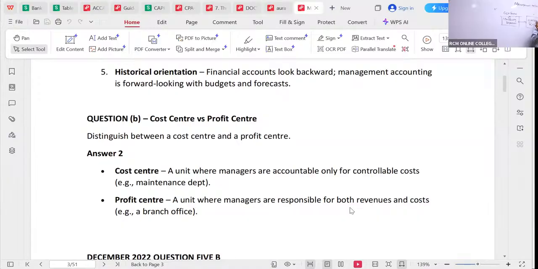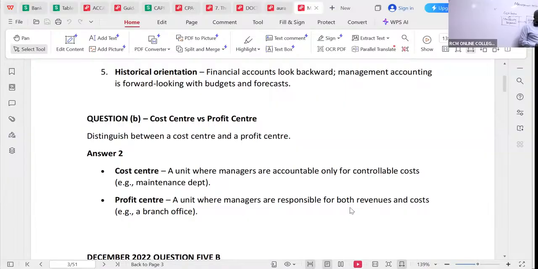So a cost center, as we are reading there, is a unit where managers are accountable for controllable costs. Even if you forget the word controllable, you say that we will only be accountable for costs, because we don't have access to external customers. The only thing we know is costs. And then we have a profit center, a unit where managers are responsible for both revenues and costs.